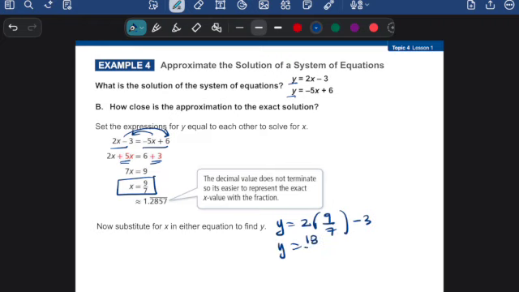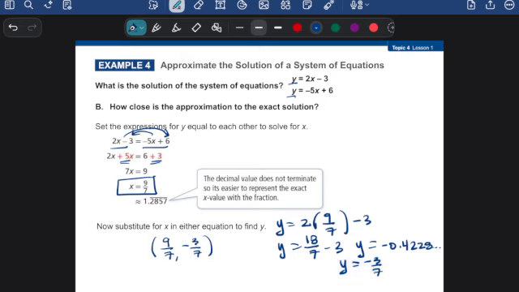Y equals 18 over 7 minus 3. 18 divided by 7 minus 3. Y is negative 4.2857, so it does keep going. If I turn it into a fraction, though, y would equal negative 3/7. So the most accurate solution would be 9/7, comma, negative 3/7.